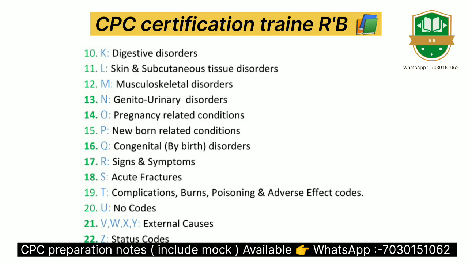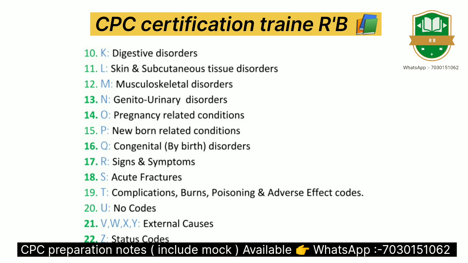Then factors influencing health status, Z00 to Z99. Codes for special purposes, U00 to U85. Then V, W, X, Y are external causes, and Z is the status code.